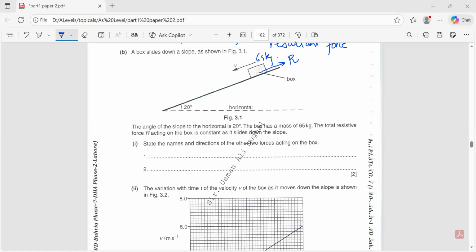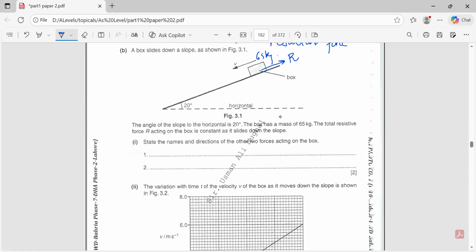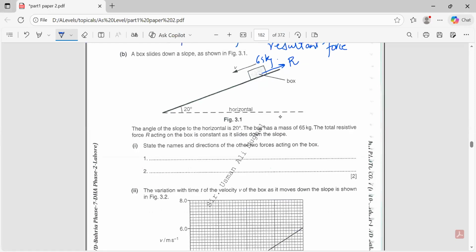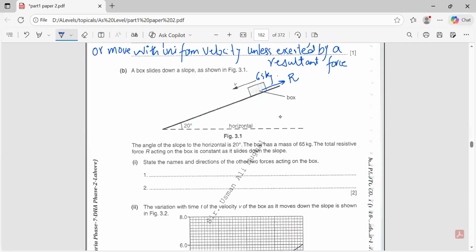The angle of the slope is 20 degrees. The box has a mass of 65 kg. The total resistive force acting on the box is constant as it slides down the slope. Question says state the names and direction of the two other forces acting on the box. So two forces will be acting on this box. One of the forces will be called weight, and weight will be acting downward, right? So one of the forces is weight. And what is the other force? The other force will be the normal force.